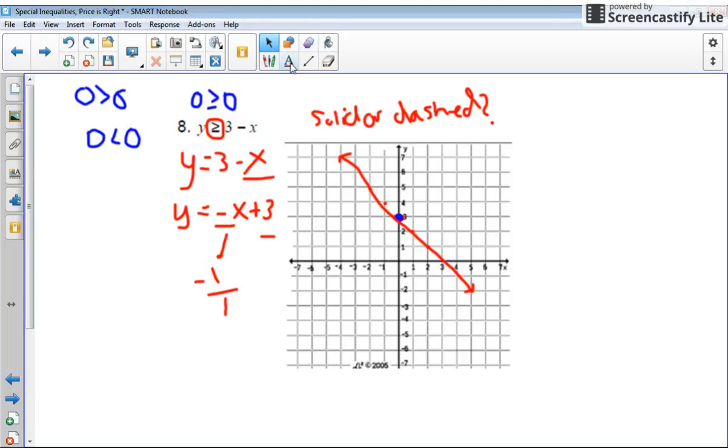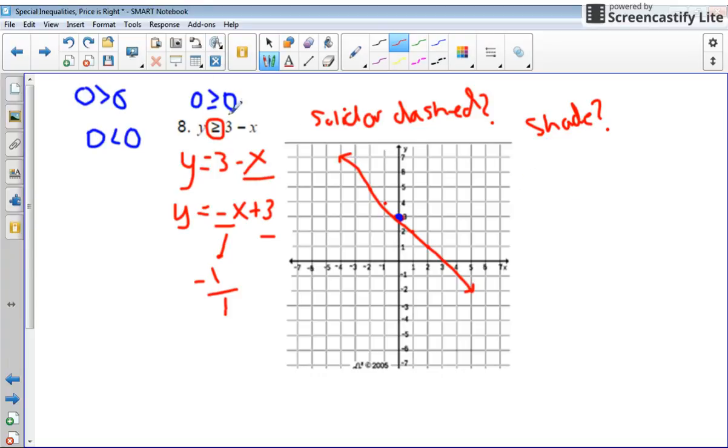This one does, however, so we'll leave it like this. And then there's that second question you have to ask yourself. Where do you shade? And it's pretty simple, actually. You shade wherever this inequality is true. In other words, find a point that works.